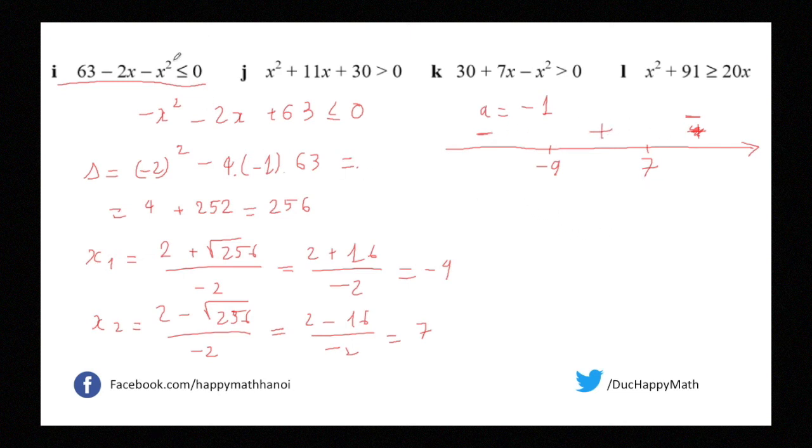The question is about less than or equal to 0, which means you have to take this. The middle interval will be skipped and take both outside intervals. This means h will be less than or equal to minus 9 and h will be greater than or equal to 7. Okay.